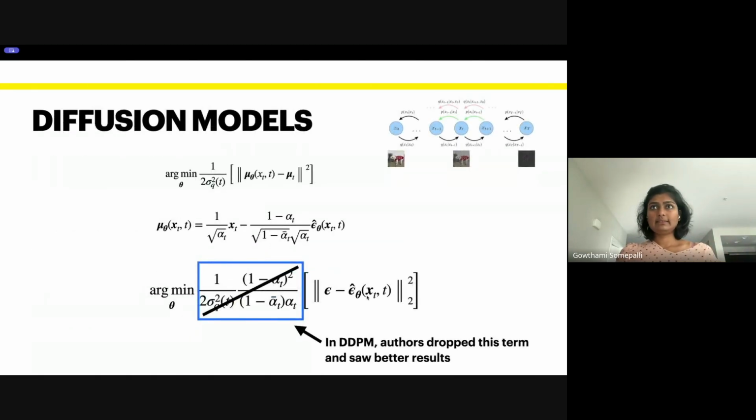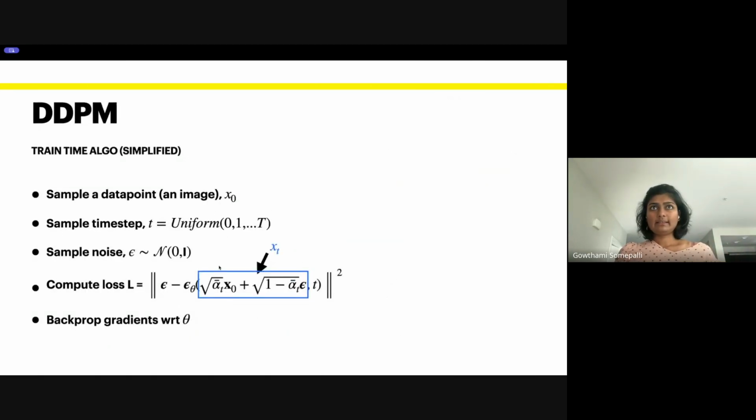This is just xt. I just expanded xt given x naught. That's all I did here. This is exactly the same loss, and we just backprop the gradient, and we learn theta. That's all the training is. It's a very, very simple algorithm.